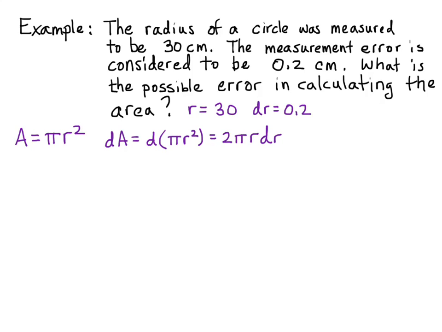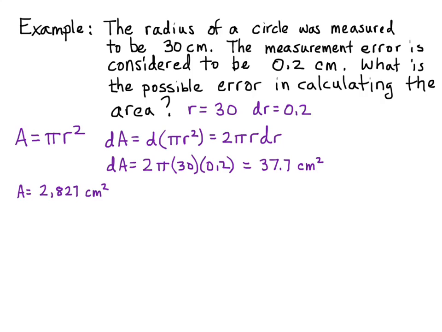And so my radius is 30. My dr is 0.2. And so if I put in my values, that means my possible error could be 37.7 square centimeters.